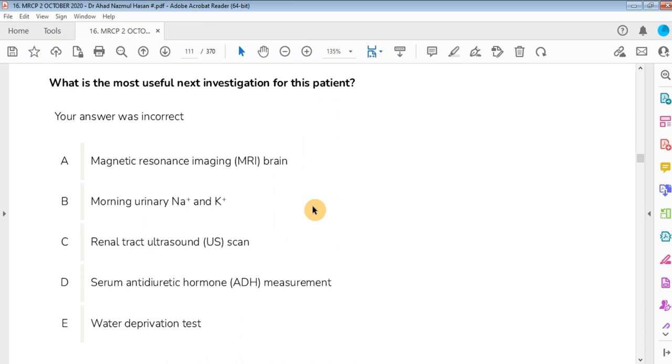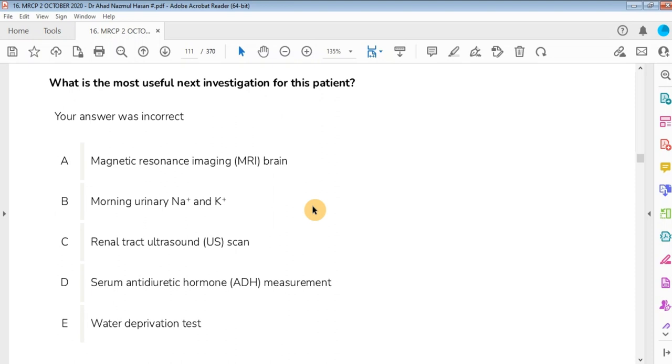And in case of nephrogenic diabetes insipidus, the water deprivation test will fail to increase the urine osmolarity. The urine osmolarity should remain less than 300 even after the post-DDAVP. But in case of cranial diabetes insipidus, it should be at least double or greater than 600.